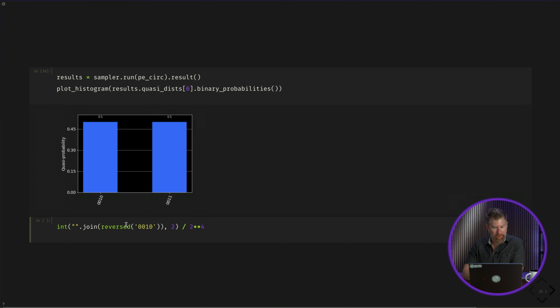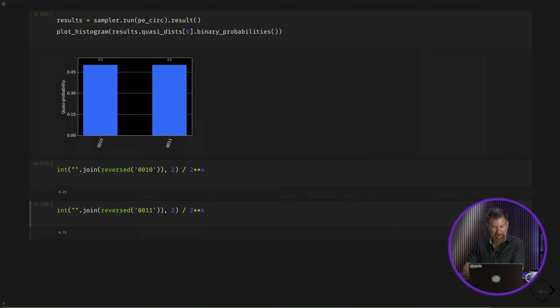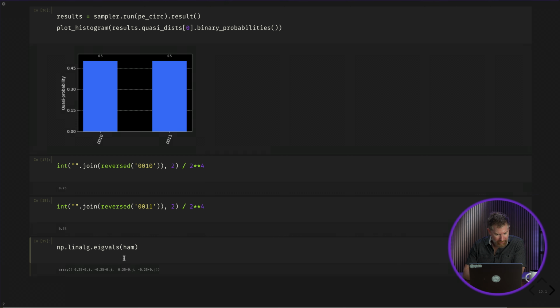We have 0010 converted from binary to decimal and divided by 2 to the 4, and we get 0.25. And we have 0011 converted to decimal and divided by 2 to the 4th, and we see 0.75. We can then also calculate the exact eigenvalues by diagonalizing the Hamiltonian. Here we see eigenvalues of 0.25 and minus 0.25. Huh, the exact values are plus and minus 0.25, but since the phase is only defined modulo 2 pi, the 0.75 answer that we got from phase estimation is actually the same as minus 0.25, so the results are actually equivalent.